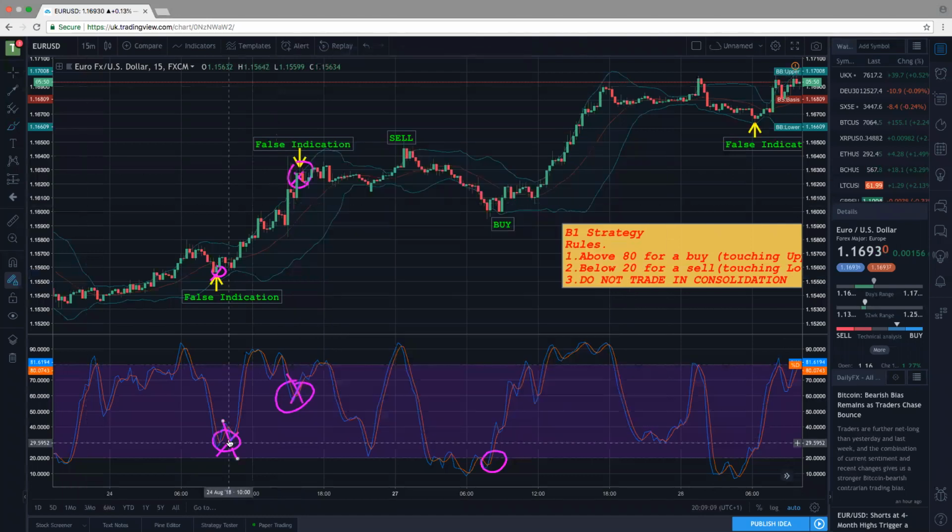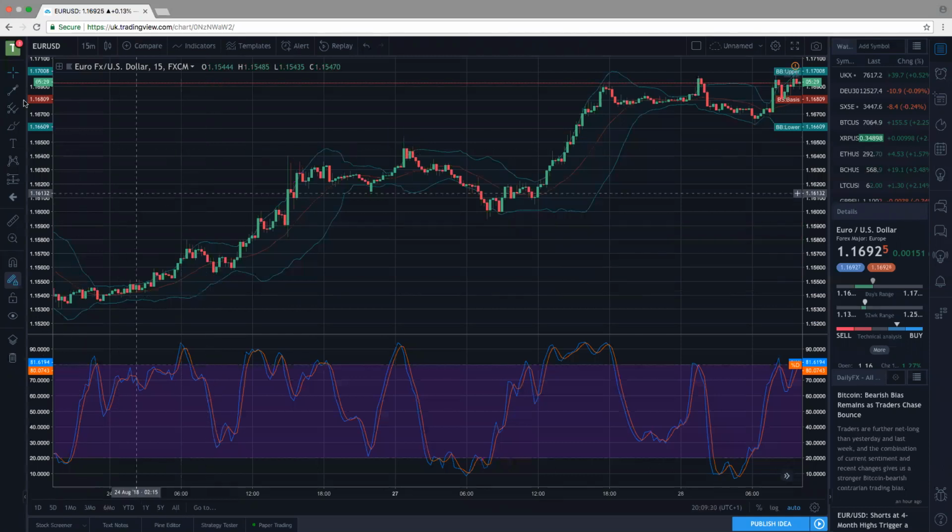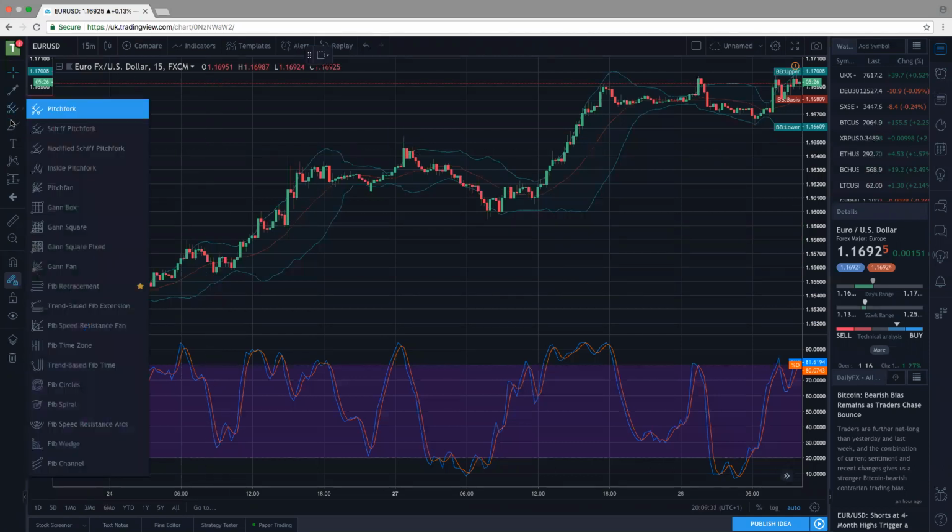Let me just get rid of this. Right, so again, false indication is basically when it's either touching the top Bollinger Band or the lower Bollinger Band, but it's not being oversold or overbought, so you don't enter the trade. And you have to make sure you don't enter in consolidation. Now, consolidation is basically something like this.